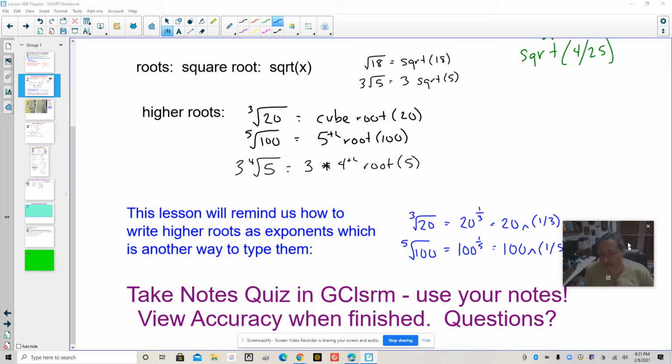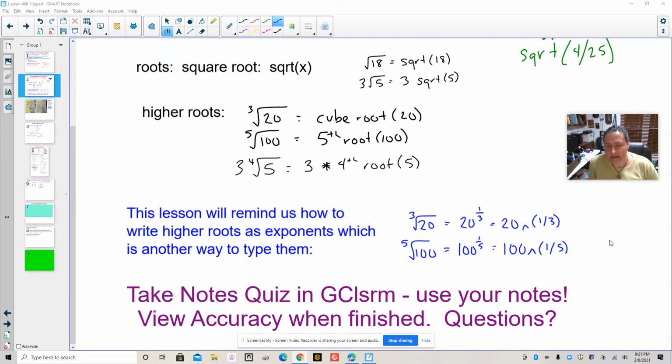This lesson is also going to remind us how to use exponents of fractions. So you're also more than welcome to do that if you recognize those. Like the cube root of 20 is 20 to the 1/3, which is 20 to the, and then the 1/3 needs to go in parentheses. So it is not 20 to the first, all divided by 3.